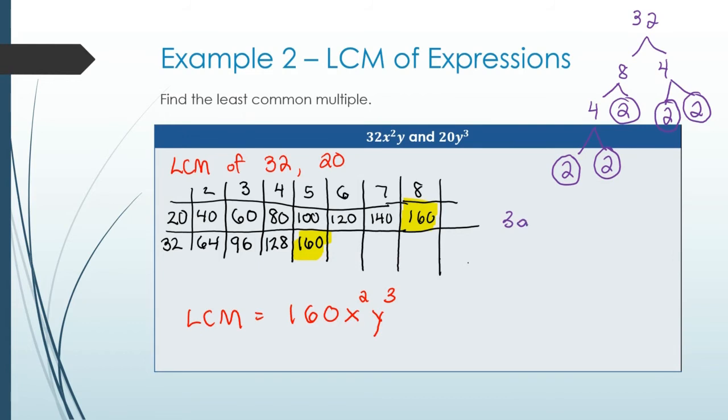So 32 I can rewrite as 2, and then I count how many 2's I have circled. I have 1, 2, 3, 4, 5. So that is 2 to the 5th. Now I want to do the prime factorization of 20. So I'm going to just go to the left. And 20 is 4 times 5. 5 is prime, so I'm going to circle that. And then 4 I can split up as 2 times 2, and so then I can circle those 2's. So 20, I start with 2. There's 2 of them, so that's going to be 2 squared. And then I also have a 5.